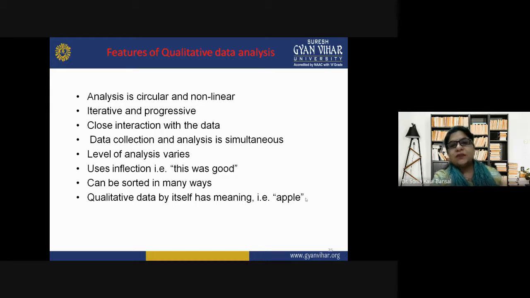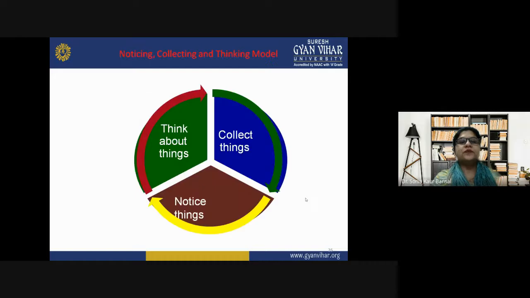Data can be sorted in many ways. Qualitative data by itself has meaning. Apple, for example, has a different meaning for mobile-friendly people and for fruit-friendly people. This is how the qualitative features of data must be taken care of. Now students, let's have a look at this diagram.